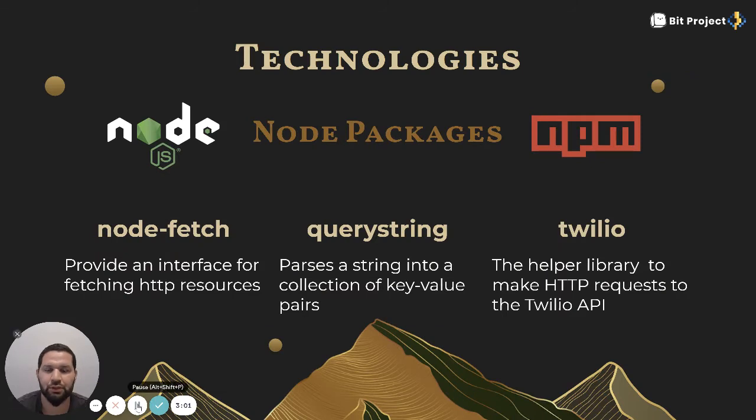So let's start out with the technologies behind Magic Vision. We have our node packages like Node Fetch, which provides an interface for getting HTTP resources with methods like get and post and the appropriate response. And then we have Query String, which allows us to parse a string into a collection of key value pairs. And then the Twilio package, which just pretty much creates a library of functions to interface with the Twilio API.